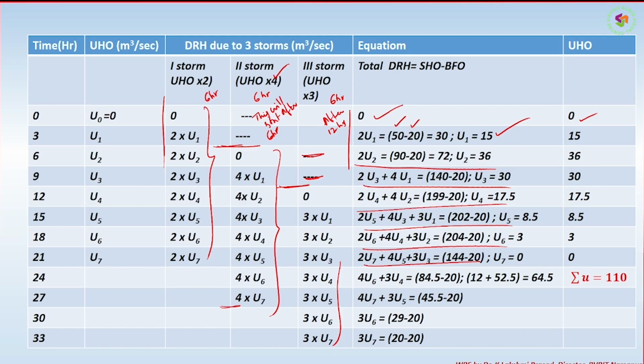The third storm starts after 12 hours. It goes to the end. Where is the space? If suppose I take U8, U9, U10, U11, where will they go? You show me. What is the use for me? Absolutely no use. Why? Because U7 itself is already 0. Then if you take U8, U9, U10, U11, all will become 0. It is only a time-wasting process.